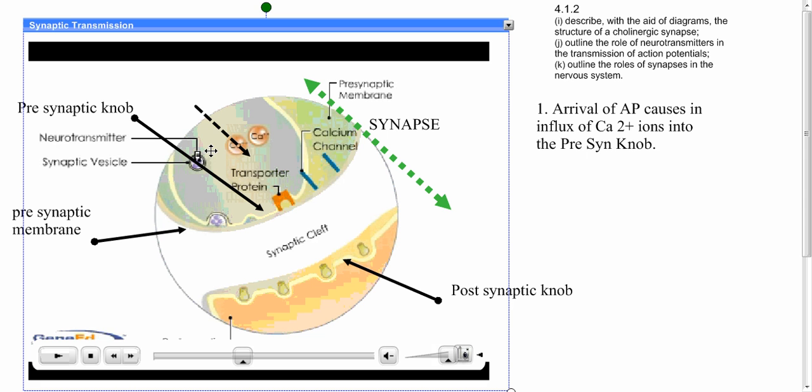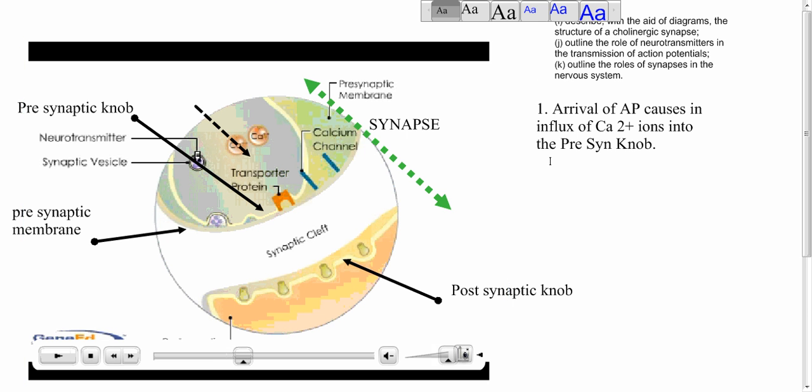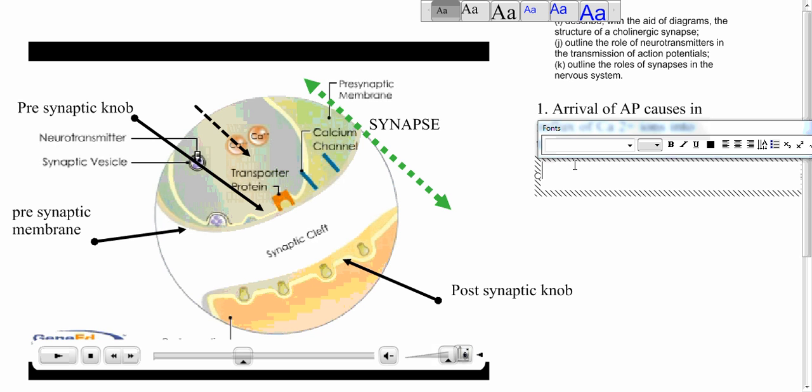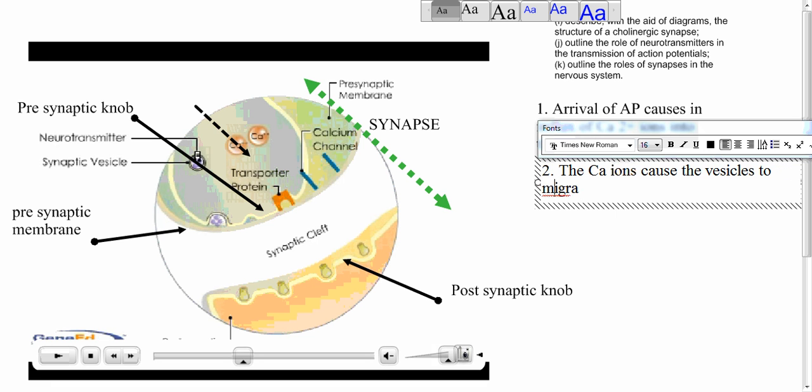I'll just pause it there. So you saw that one moving. I'll just run back over that again. So we see this vesicle moves and migrates and fuses with the presynaptic membrane. So step 2. Calcium ions cause the vesicles to migrate to and fuse with the presynaptic membrane.